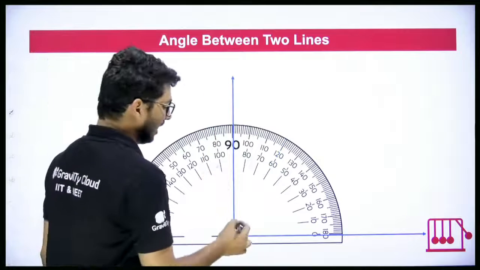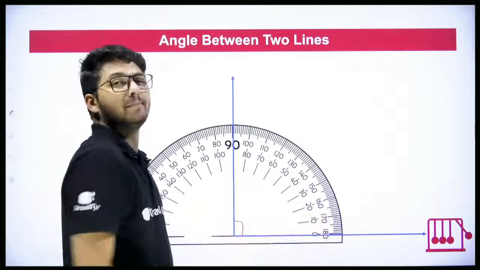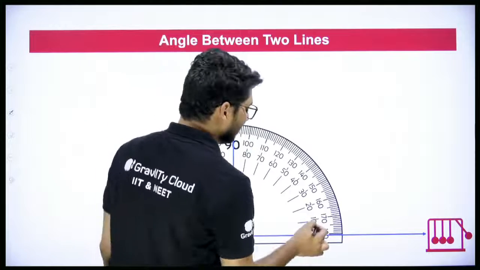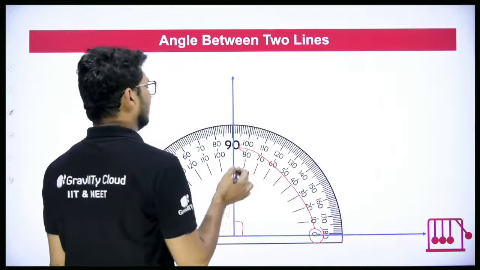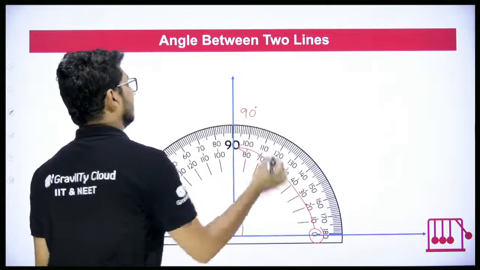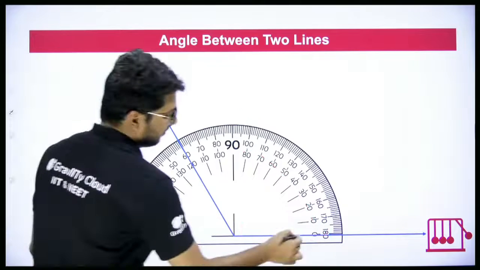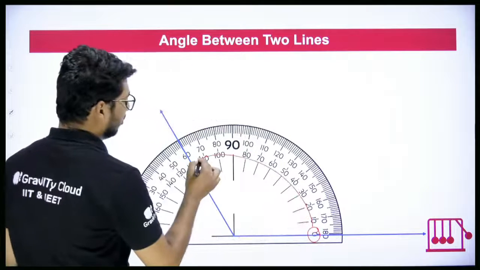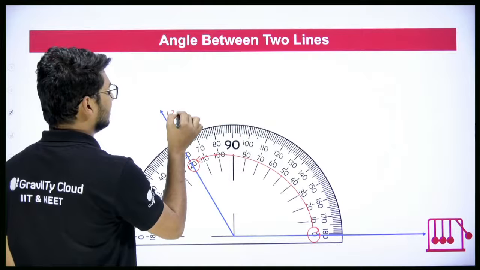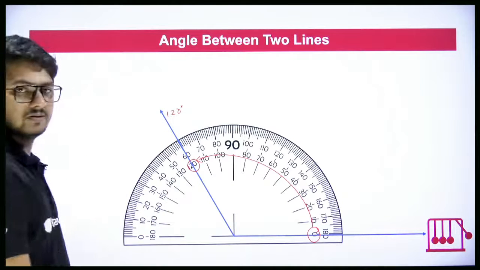Then between these two lines, see, they form an L shape. They are perpendicular. See here, we are starting at 0 and going until where? 90. So it is how much? 90 degrees. Then what about this? We are starting at 0 and going until 120. So it is 120 degrees.